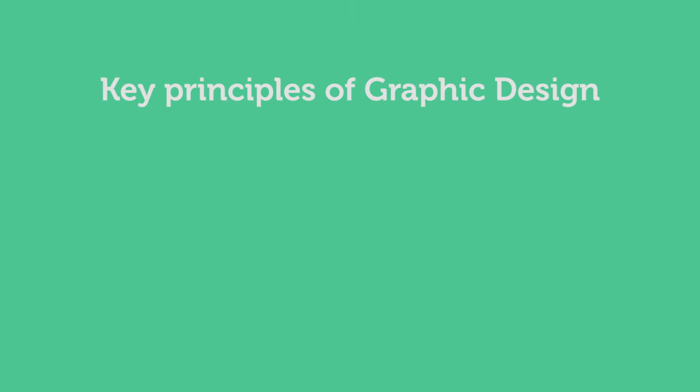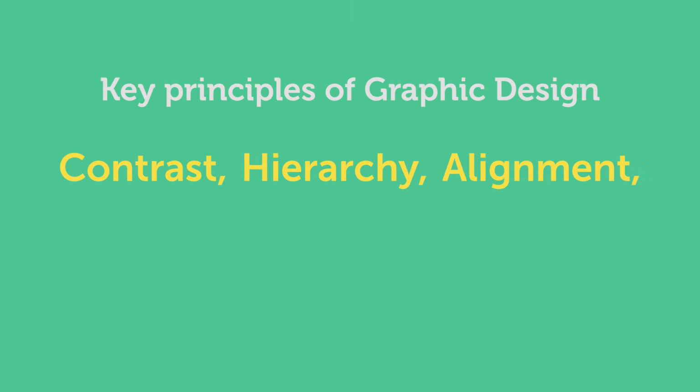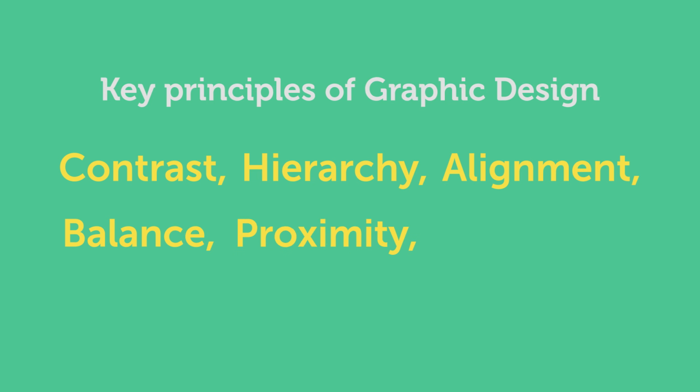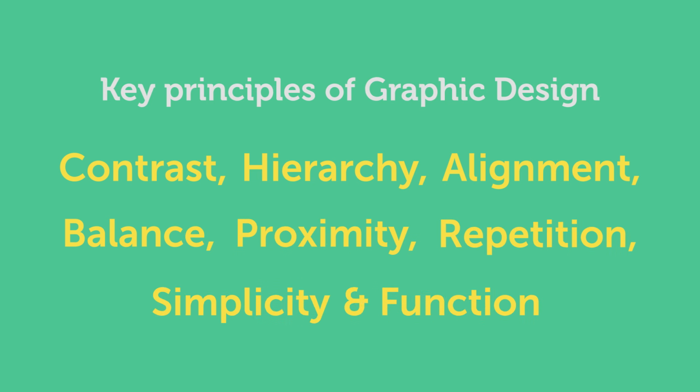Now, graphic design is not simply about making things look good. In graphic design, there are rules and guidelines that can be considered. These rules and guidelines are called the principles of design, and these are what typically separate good design from bad design. These principles all have a relationship between each other and appear in every well-designed piece of work you see. A good grasp of design theory will mean there is always substance behind your work. The key principles of design are contrast, hierarchy, alignment, balance, proximity, repetition, simplicity, and function.